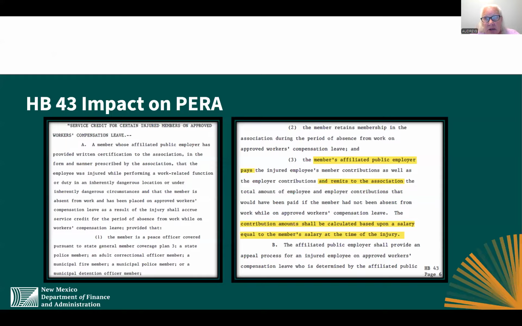And it must be 100% approved workers' comp. Again, the employees are not required to take leave in order to make these PERA coverages. The agency, as it states in the bill, is responsible for paying and remitting to the association. Contribution amounts should be calculated based upon a salary equal to the member's salary at the time of the injury. Next slide, please.